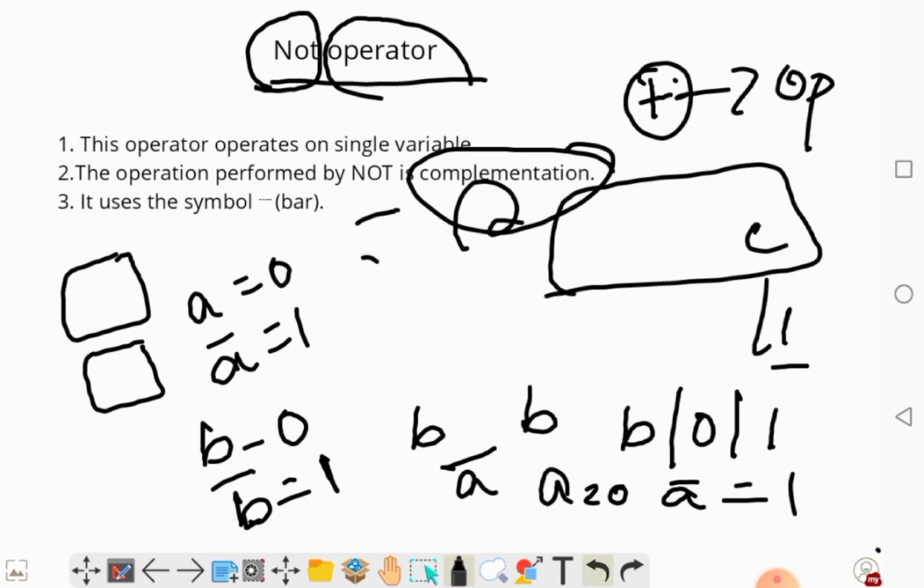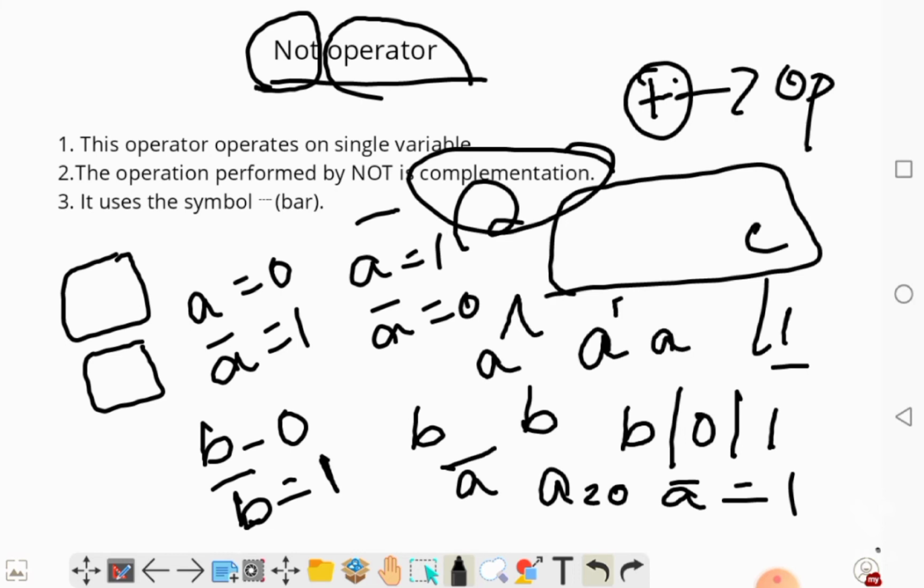If a is 1, then a dash will be equal to 0. Repeat. The NOT operator operates on a single variable. It performs the complement operation. It uses the symbol dash. We have three types of symbols used for the complement: either you can use it like this, or like this, or like this.